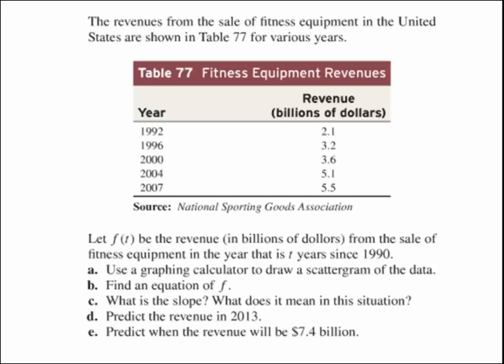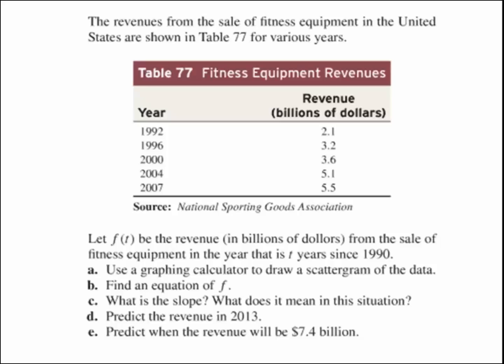A. Use a graphing calculator to draw the scatter plot of the data. B. Find the equation of F. C. What is the slope? What does it mean in this situation? D. Predict the revenue in 2013. E. Predict when the revenue will be $7.4 billion.